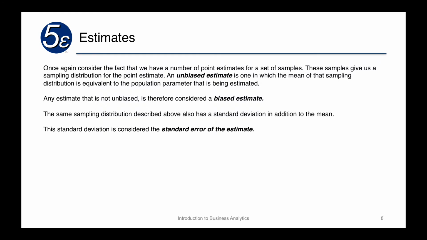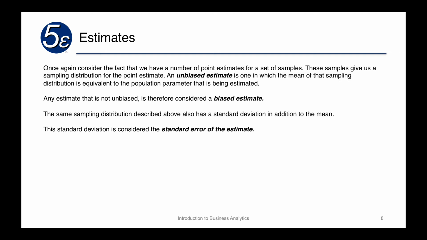But more on the estimates, let's consider the fact that we have a number of point estimates for the sample. These samples will give us a sampling distribution for the point estimate. An unbiased estimate is one in which the mean of that sampling distribution is equivalent to the population parameter being estimated. That means that the mean of the sampling distributions, if we had all those samples, and we aggregated the information and we took the mean of that information, was identical to the population parameter. And we therefore call that an unbiased estimate.